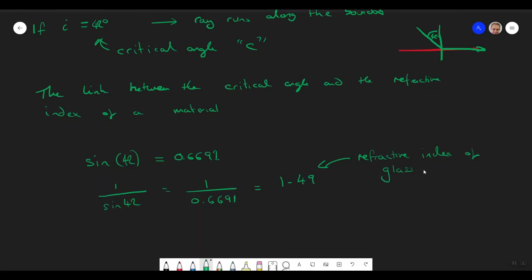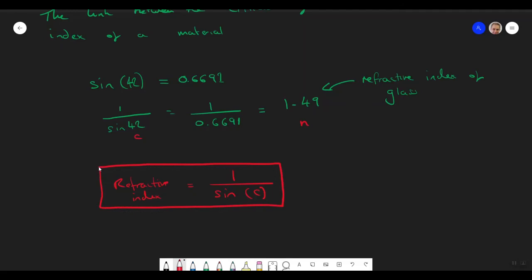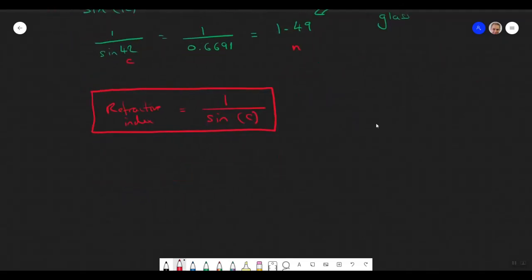So there is a relationship between the refractive index, which is n, and the critical angle of the material, which is c. And it is as follows: the refractive index is equal to 1 over sine c, the sine of the critical angle, which allows us to work backwards.